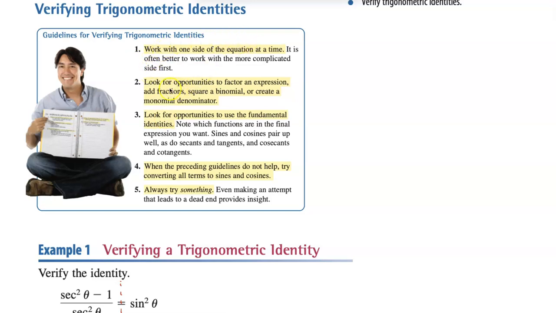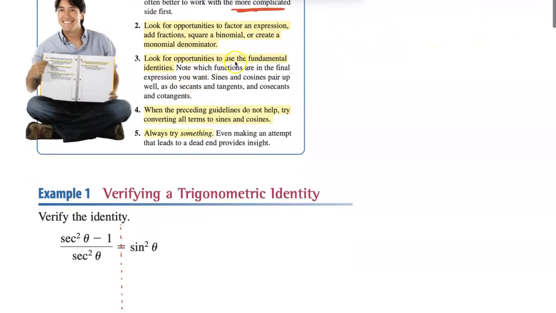I said that, right? Usually you want to start on the side that's more complicated, and this is very important. Start on the most complicated side. That's usually easier to do, and it gives you something to work with. You always want to look for opportunities to factor an expression, add like common denominators, square a binomial, or create the same denominator. Look for opportunities to use fundamental identities.